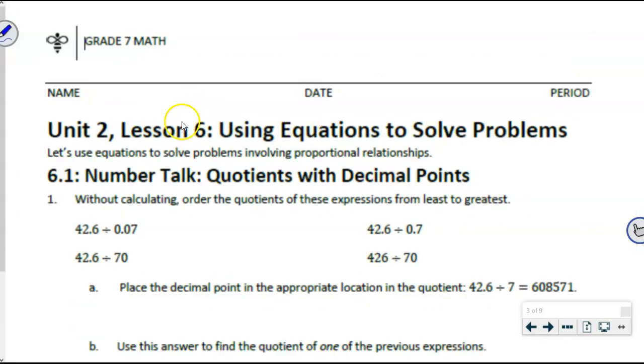Okay, here's what I'm going to do. I'm going to label these A, B, C, and D just to make them a little bit easier to talk about. Which one is the least? Which one is the smallest? If I'm putting them in order least to greatest, which one is the smallest one? And how do you know? Grant, go ahead and get me started. B is the smallest. Why?